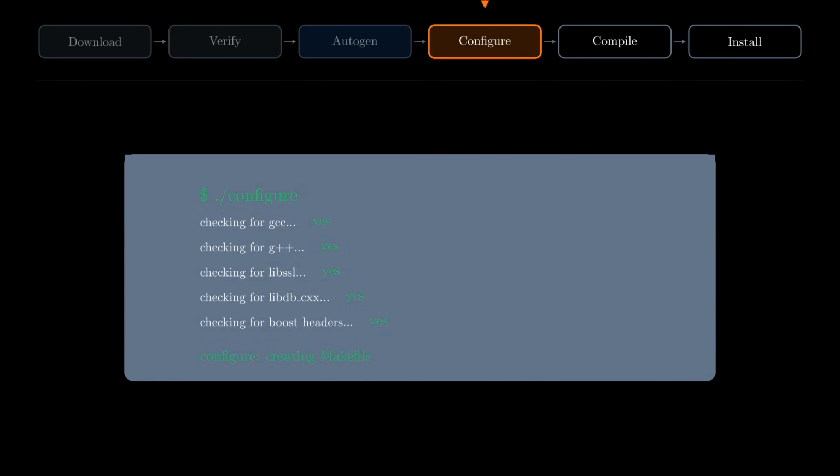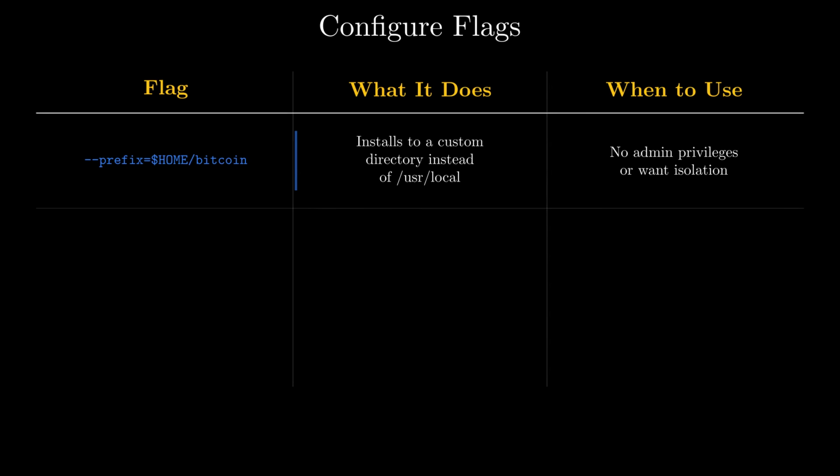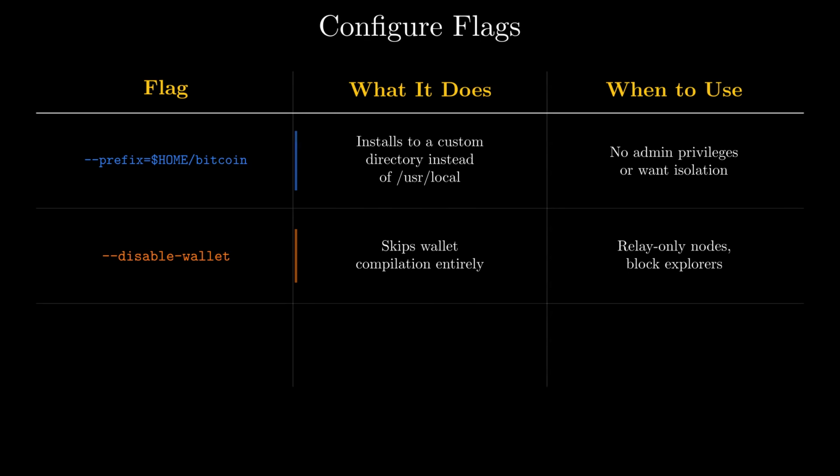Now that you have the basic pipeline, let's look at the choices that matter. The configure command accepts flags that customize your build. Three you should know. First, --prefix=$HOME/bitcoin. This installs compiled binaries into a custom directory instead of the system-wide /usr/local. Use this when you lack admin privileges or want Bitcoin isolated from other software. Second, --disable-wallet. This skips wallet compilation entirely. Choose this for relay-only nodes, block explorers, or any setup that doesn't manage private keys.